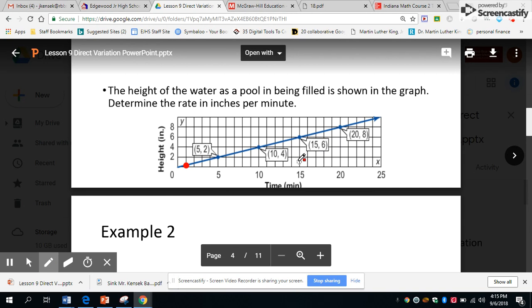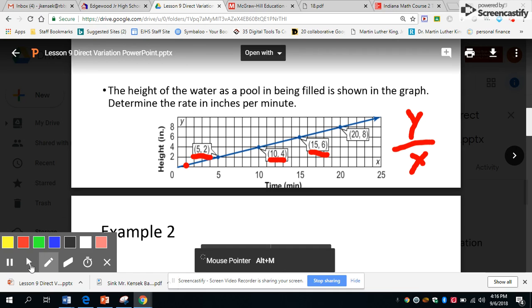And I would do that by dividing any of these two numbers here. If I divide 4 by 10, I'll get 0.4. If I divide 2 by 5, I'll get 0.4. 6 by 15, I'll get 0.4. And if you realize the 2 is my y value and the time is my x value. Remember what we just said, y over x, right? Y over x. And if y is 2 and 5 is x, so it would be 2 over 5, 2 divided by 5 gives us that answer of 0.4.